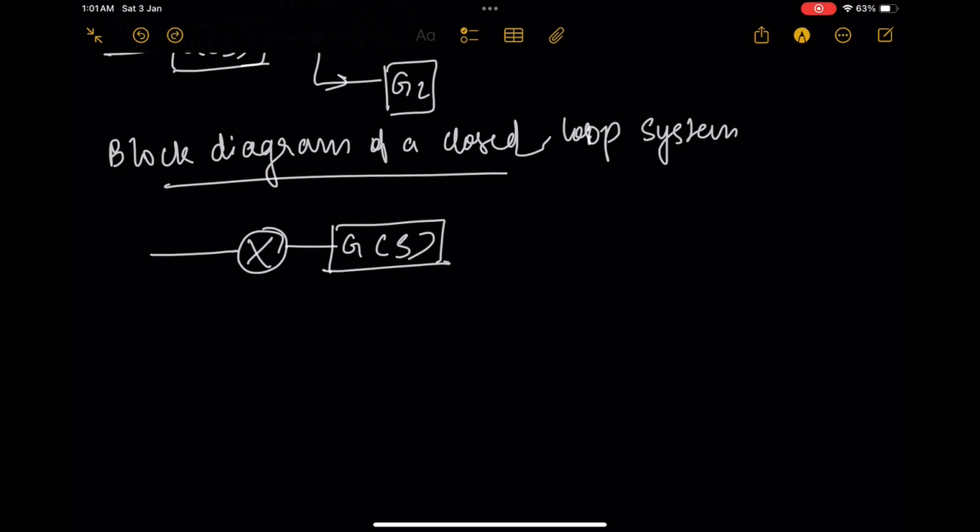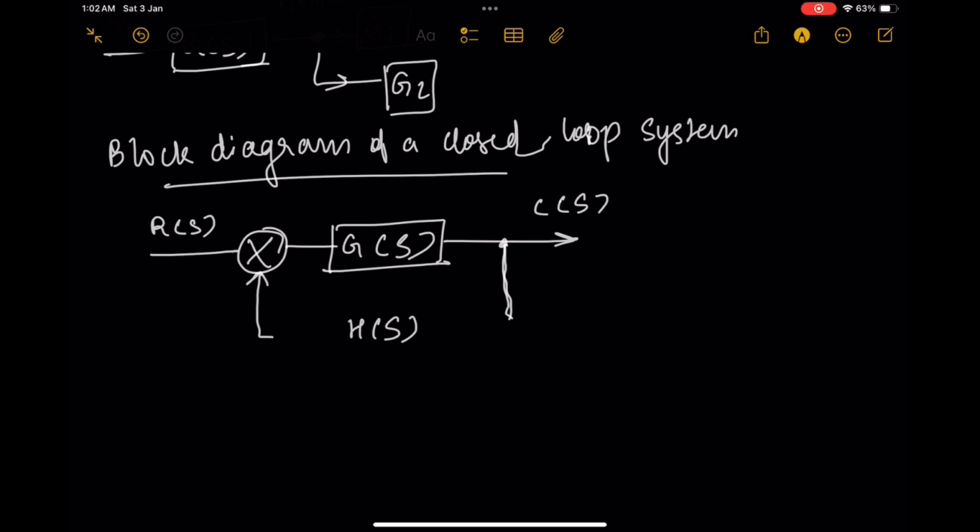I'm giving input as r of s. I'm taking output as c of s. This is what we have drawn earlier, but I have added a summing block here. Now I'm going to take a portion of the output, that is the c of s, from here, and I'm going to feed it back to the input. But how am I going to do it? I'm going to represent it as h of s.